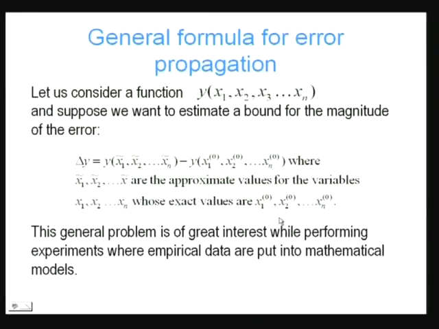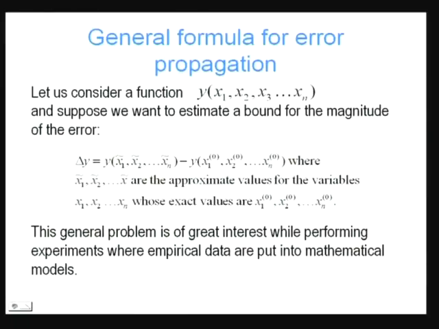Let us consider in general a function y which is a general function of x1, x2, x3 up to xn. And let us suppose we want to estimate a bound for the magnitude of the error. That is, we want to find a bound on delta y, where delta y is y of x1 tilde, x2 tilde up to xn tilde minus y of x10, x20 up to xn0, where x1 tilde, x2 tilde, xn tilde are the approximate values for the variables, while x10, x20, xn0 are the exact values of the variables.